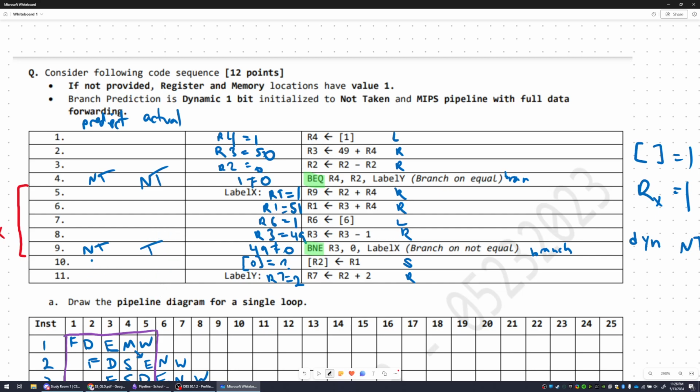So this will change to taken when we go to the second loop, because you see how this label X goes up to here? That means this code will run 50 times, because R3 minus 1, R3 was initially 50 here, and I subtracted 1. That's 49, 48, 47. This will happen 50 times. That's why I was writing out what each line of code does, because you have to know that R3 had 50 to calculate the CPI.